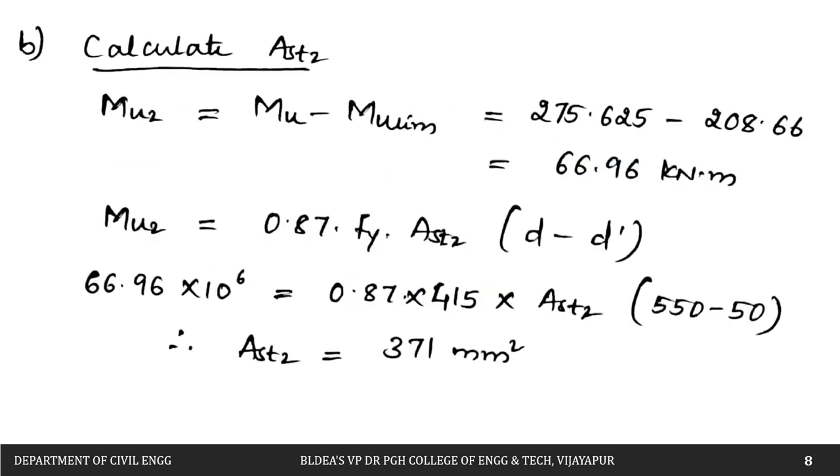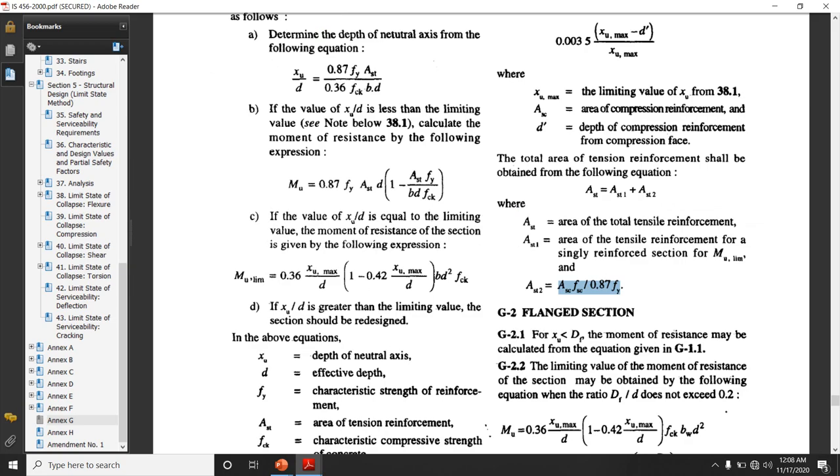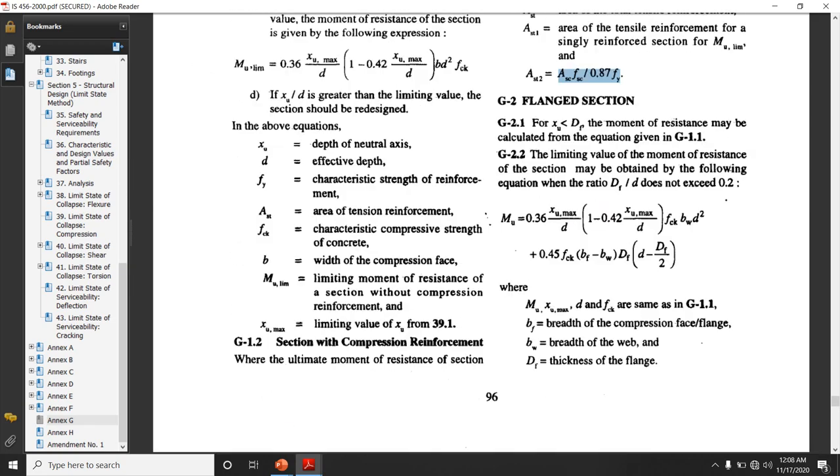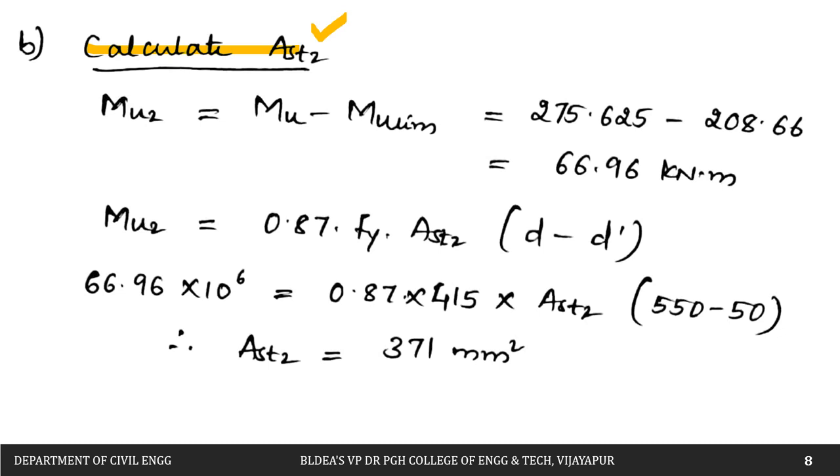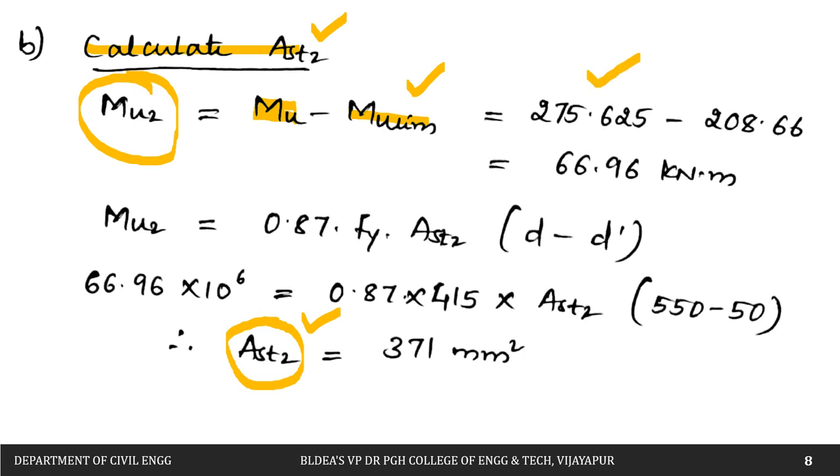Then next we will calculate AST2, the additional tensile reinforcement. So how do we calculate now? Here also that formula is given. That is Mu minus Mu lim is equal to FSC into ASC into d minus d dash. That means this is the ultimate moment which is coming, minus the moment which is resisted by a balanced singly reinforced section. So the extra additional moment that is going to come, we calculate, that is Mu2. For that we calculate AST2, the additional tensile reinforcement which has to be provided. So Mu is 275.625 minus Mu lim, 208.66. If you calculate, you'll get the answer as 66.96 kilonewton meter.